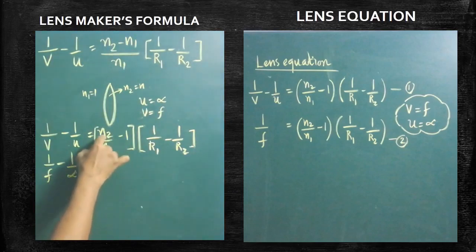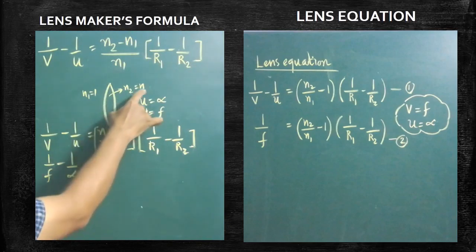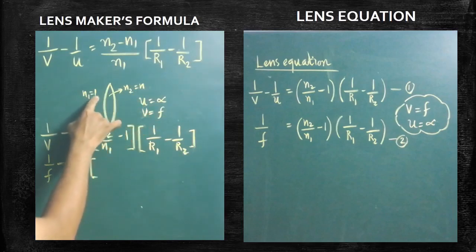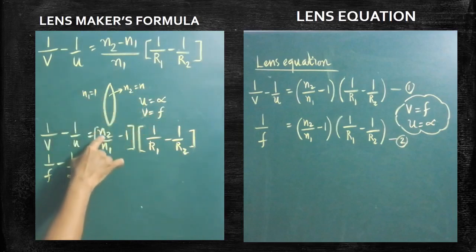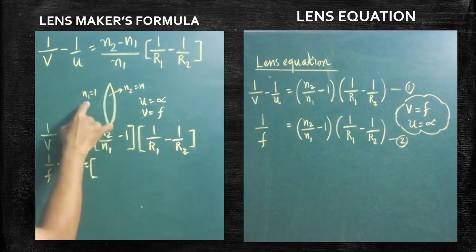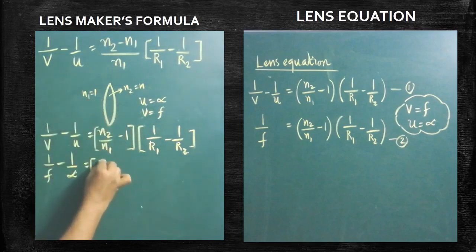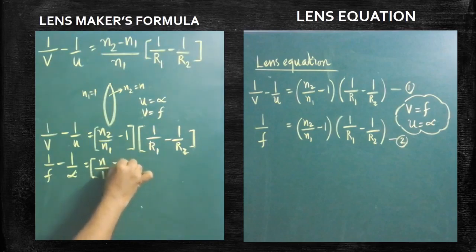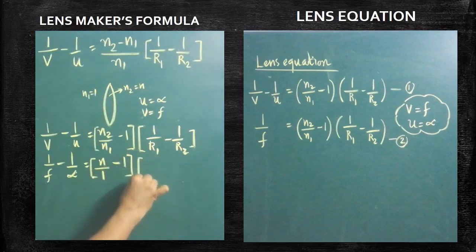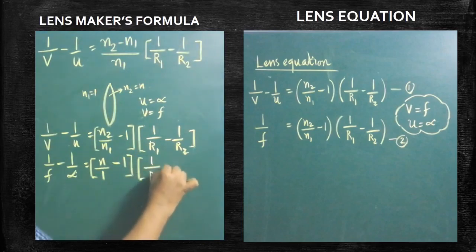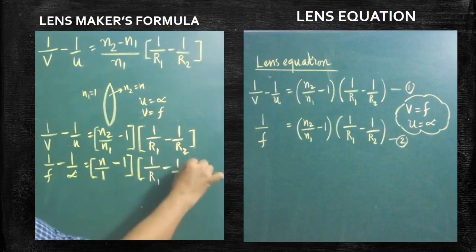Here N2, what is N2? N2 is the glass medium, that can be simply written as N, and the air medium refractive index can be taken as 1. Therefore instead of N2 substitute N, instead of N1 substitute 1. Therefore the second medium can be simply written as N, and the first medium, air, refractive index can be written as 1. Therefore we can write the equation in the next format: 1 by R1 minus 1 by R2. So in this format the final equation is derived.